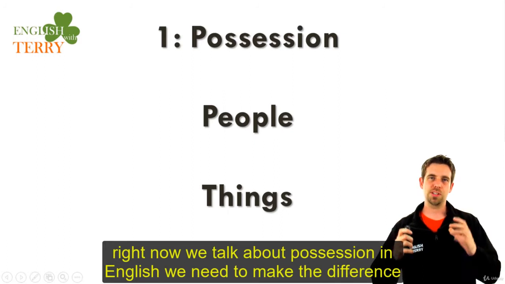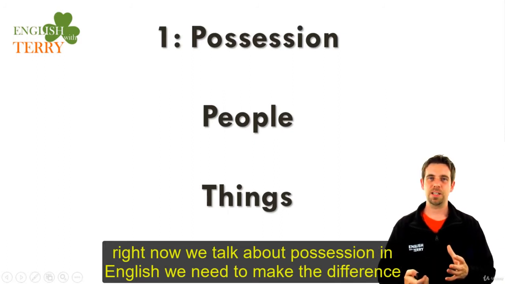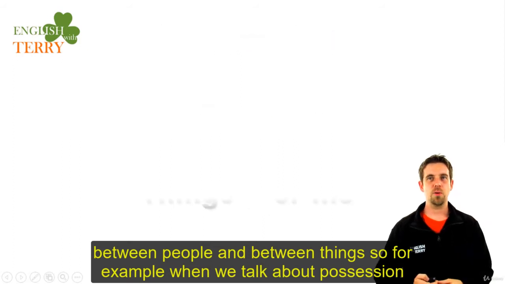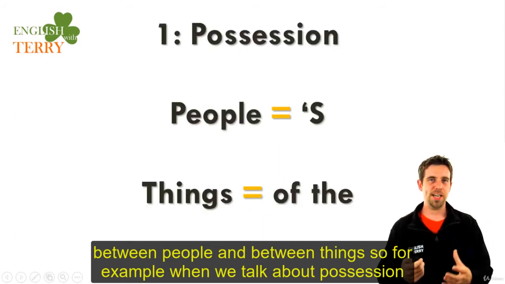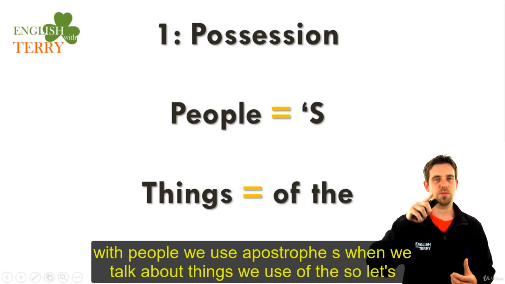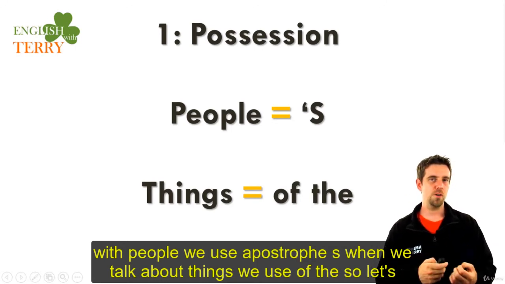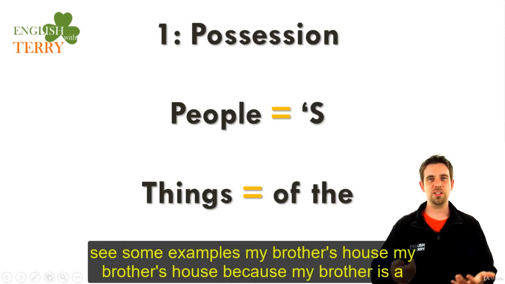Now, we talk about possession in English. We need to make the difference between people and between things. So, for example, when we talk about possession with people, we use apostrophe S. When we talk about things, we use "of the". So, let's see some examples.